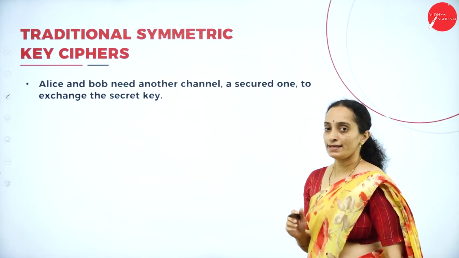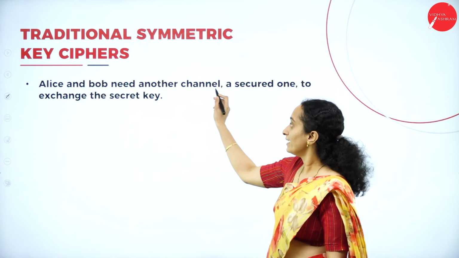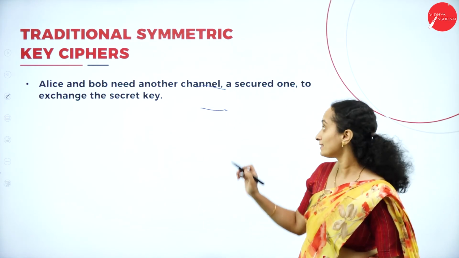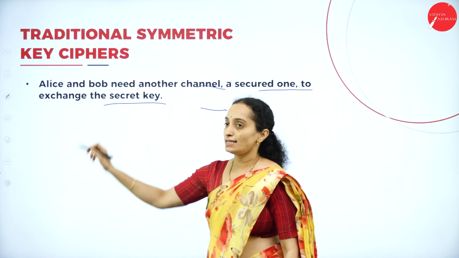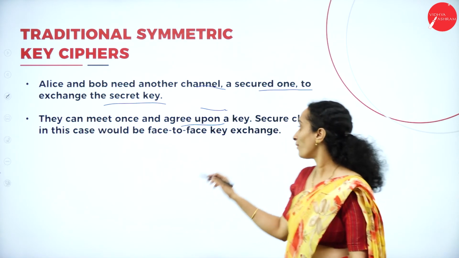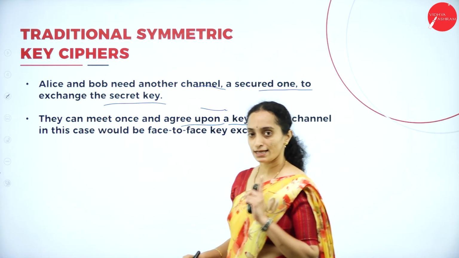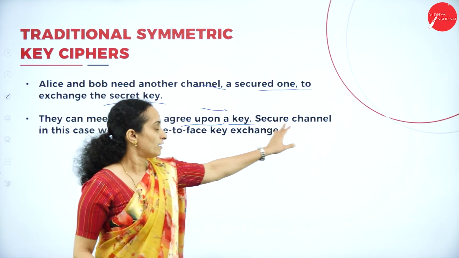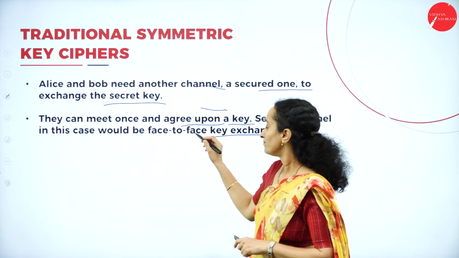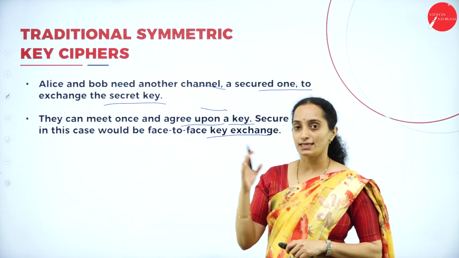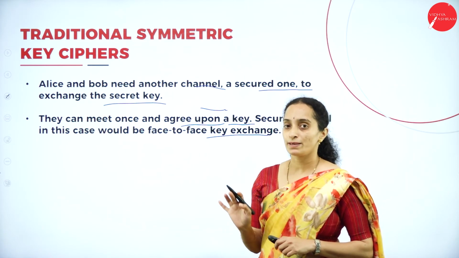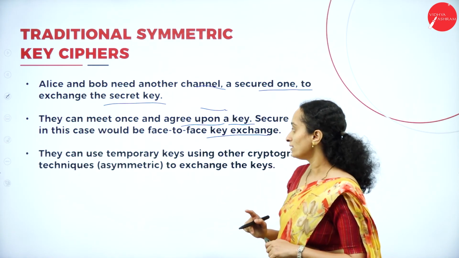All right. Here, Alice and Bob need another channel. Why do they need another channel? It is trusted, and it is used to exchange the secret key. They agree upon a secret key, a single value, which can be passed over a secure channel. That will be a face-to-face key exchange. There will be no message, nothing. Only the key will be exchanged on a secured channel.